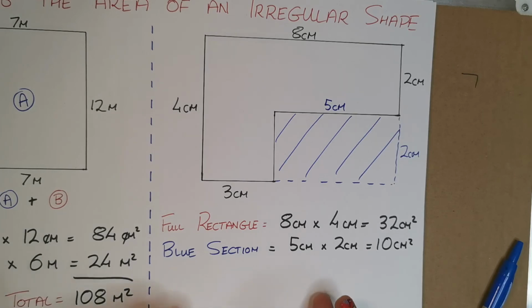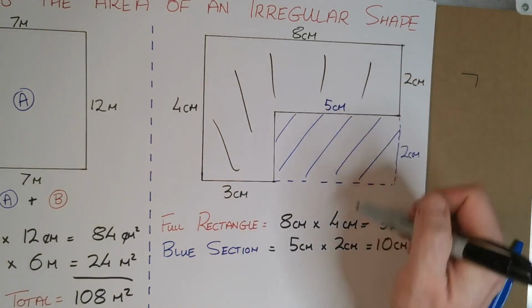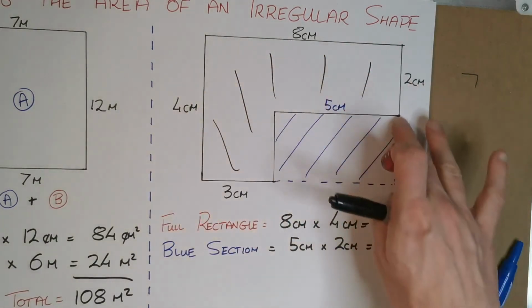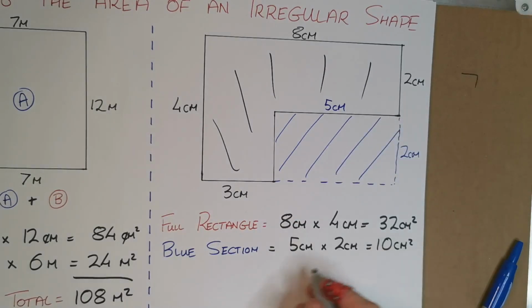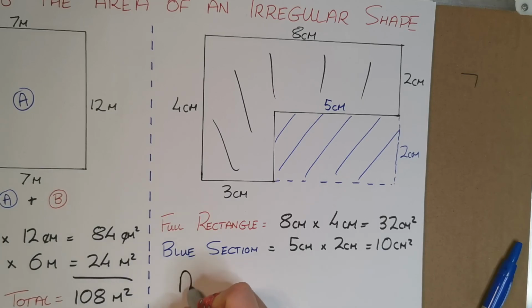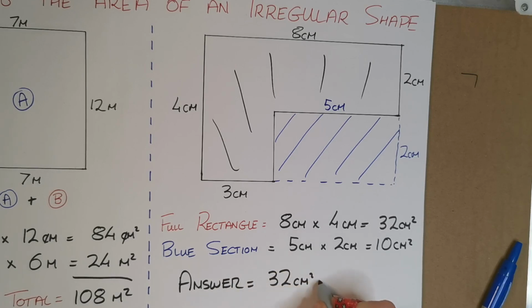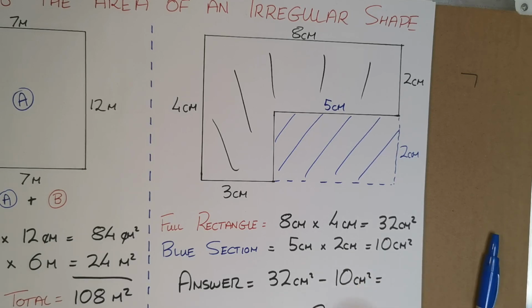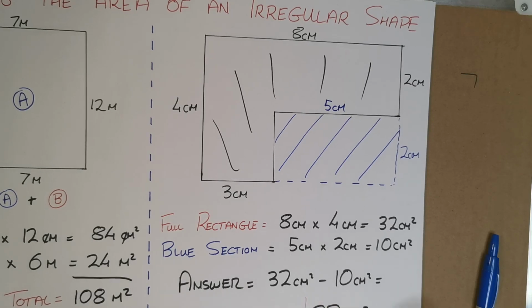Now to be careful, don't revert back to the first way and say I add the two of these. No, remember our area here is just this stuff in this section here. So it's actually the full rectangle we imagined minus the blue stuff. So our actual answer is going to be equal to the full original rectangle minus the section cut out. And of course that is then going to be 22 centimeters squared. And that's it. So look, two ways of doing them.